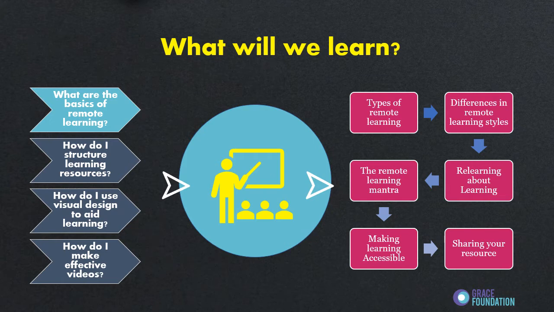When we're thinking about the basics of remote learning and independent learning, we'll be looking at all different types of remote learning that have been going on over the last year, the differences in those learning styles. We'll focus a little bit on how to relearn about learning. So what are the actual cornerstones of what we've really got to understand about education to help us in any type of resource creation. We'll look at the remote learning mantra, which realistically could be the learning mantra, how to make learning accessible, and then the best way you can share that resource with others.